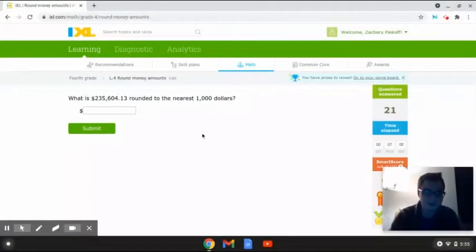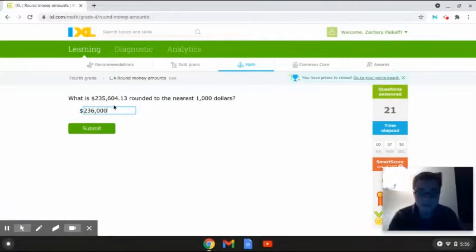Okay, so this next problem reads, what is $235,604.13 rounded to the nearest $1,000? All right, so in this problem we are given $235,604.13. And if we look here, the number 5 is the number that we're going to be looking at. So that's the key digit, and that will be the number that we're going to be rounding to. And if we look to the right of the number 5, we have the number 6, and the number 6 is bigger than 5, so that tells me that this number is going to round up. And it will become 236,000.